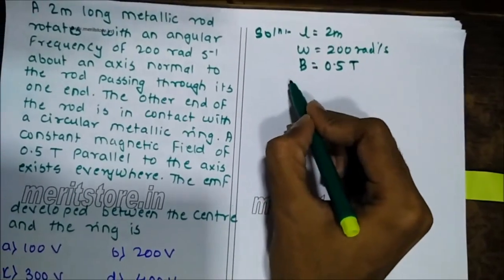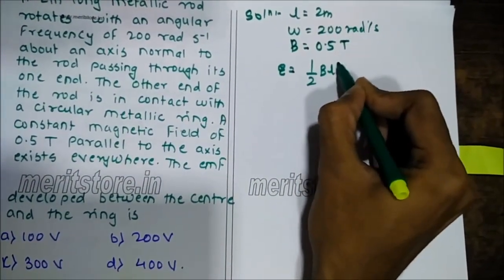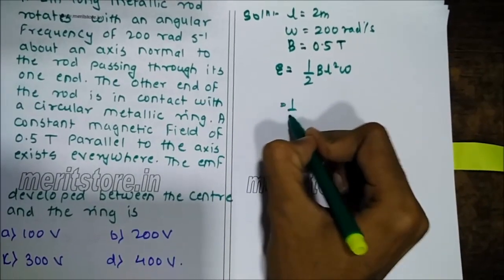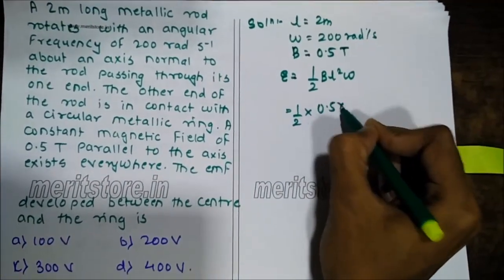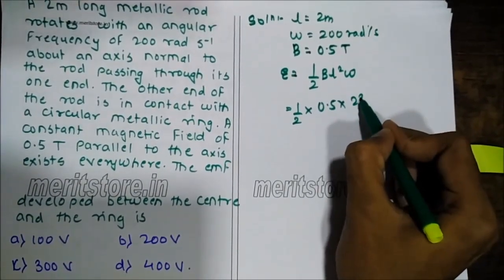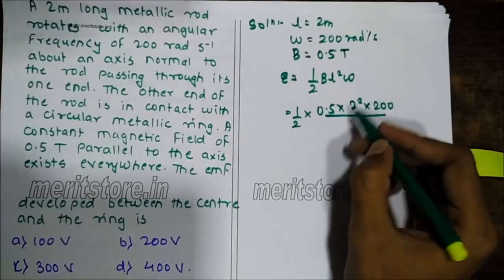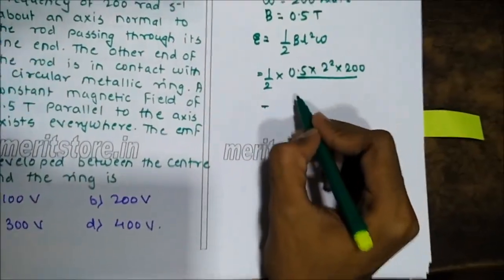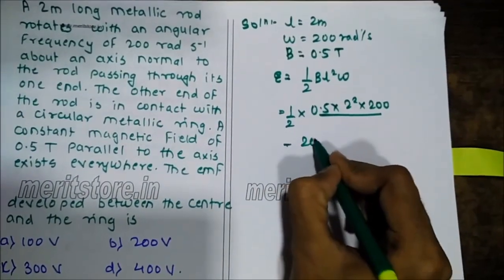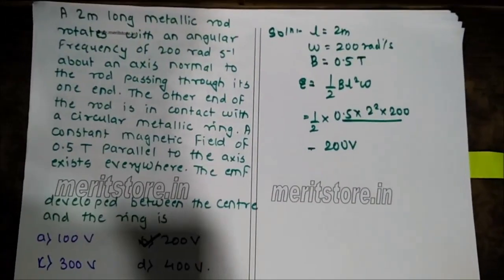That is given by E, which is equal to half of B L square omega. So half multiplied by B, that is 0.5, multiplied by L square, that is 2 square, multiplied by omega, that is 200, upon 2. That gives you the answer to be 200 volts. Okay, so B is the correct option here, 200 volts.